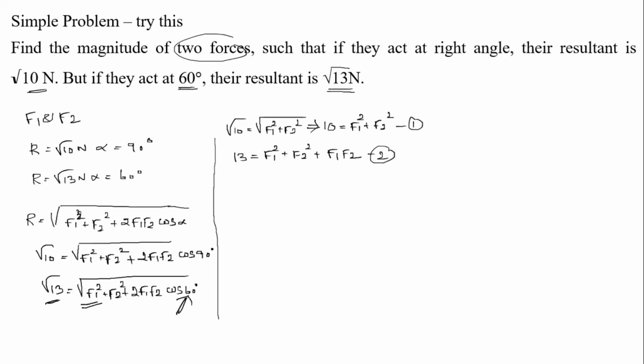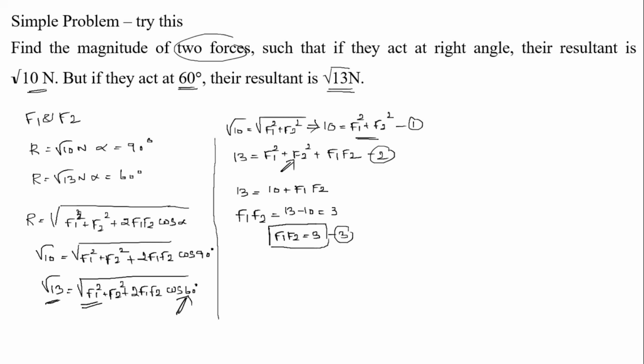Now we know that substitute this F1 squared plus F2 squared in this equation, then 13, which is equal to 10 plus F1 F2. Now F1 F2, which is equal to 13 minus 10, which is equal to 3, right. So F1 F2, which is equal to 3. So one more equation we got, and this is third equation, right.